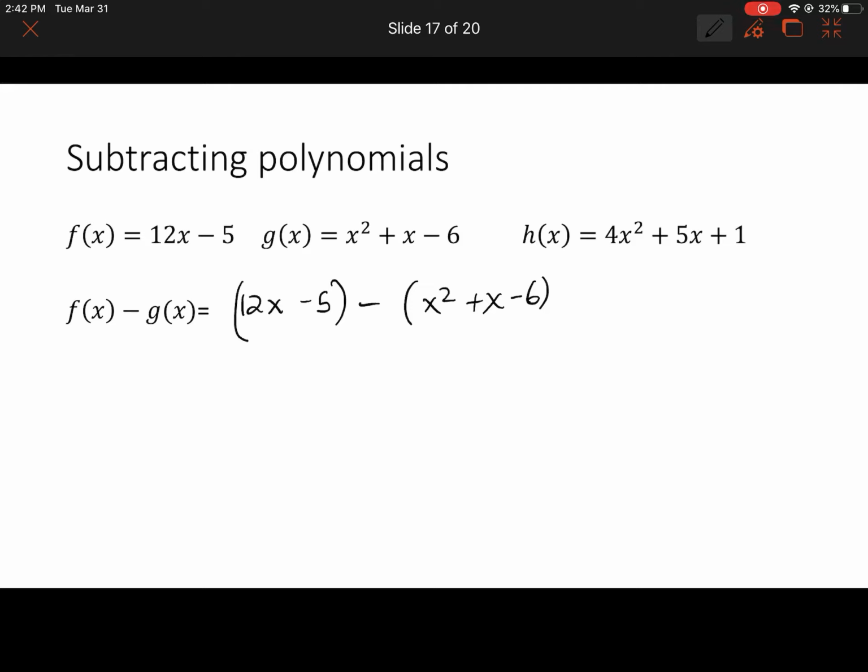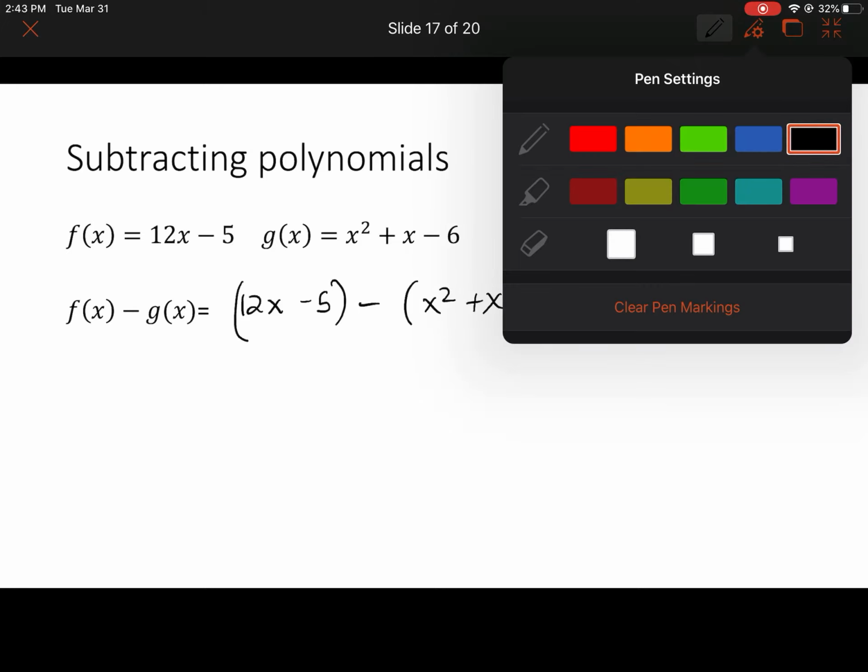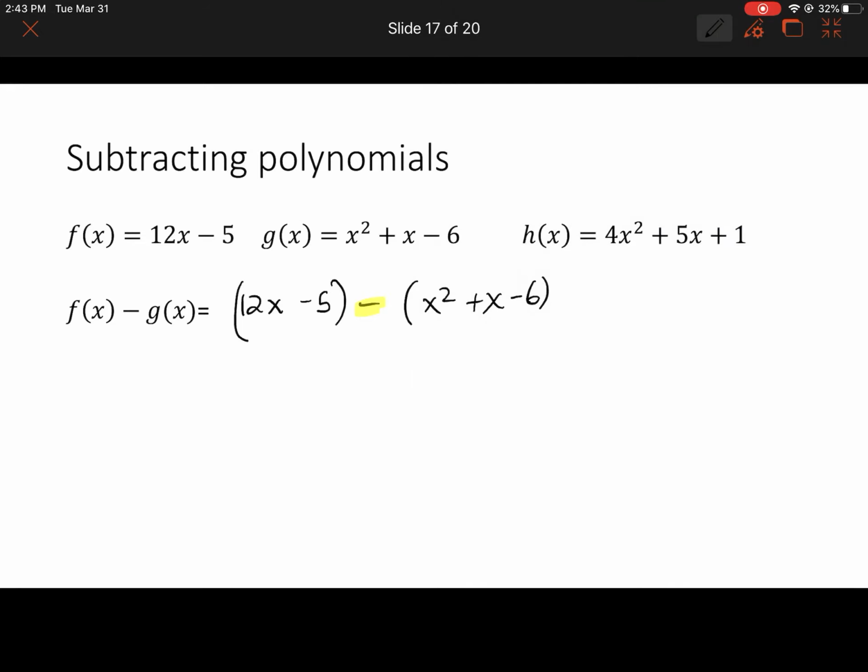Before we start anything on here, I want you guys to pay attention to the negative. In this case, it's actually going to be distributed. The negative is going to go to the x squared, it's going to go to the x, and it's going to go to the negative 6. Meaning 12x minus 5, I'm going to remove the parentheses, is going to be subtracted an x squared. It's going to be subtracted an x, and then a negative times a negative becomes a positive, so it's going to be added a plus 6.